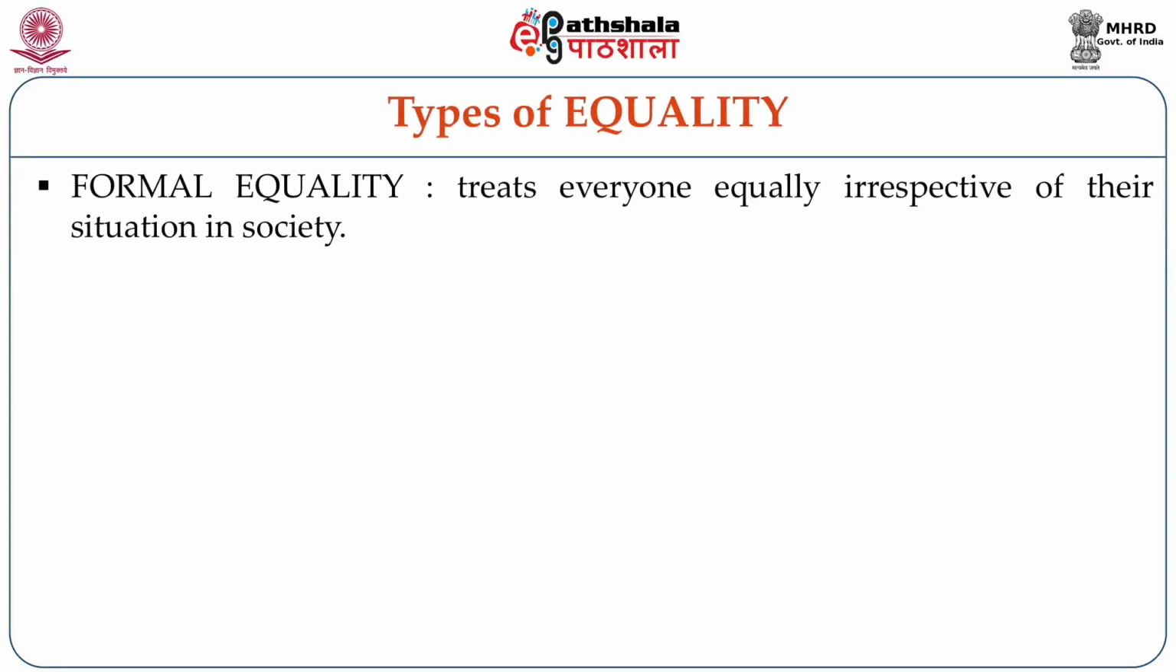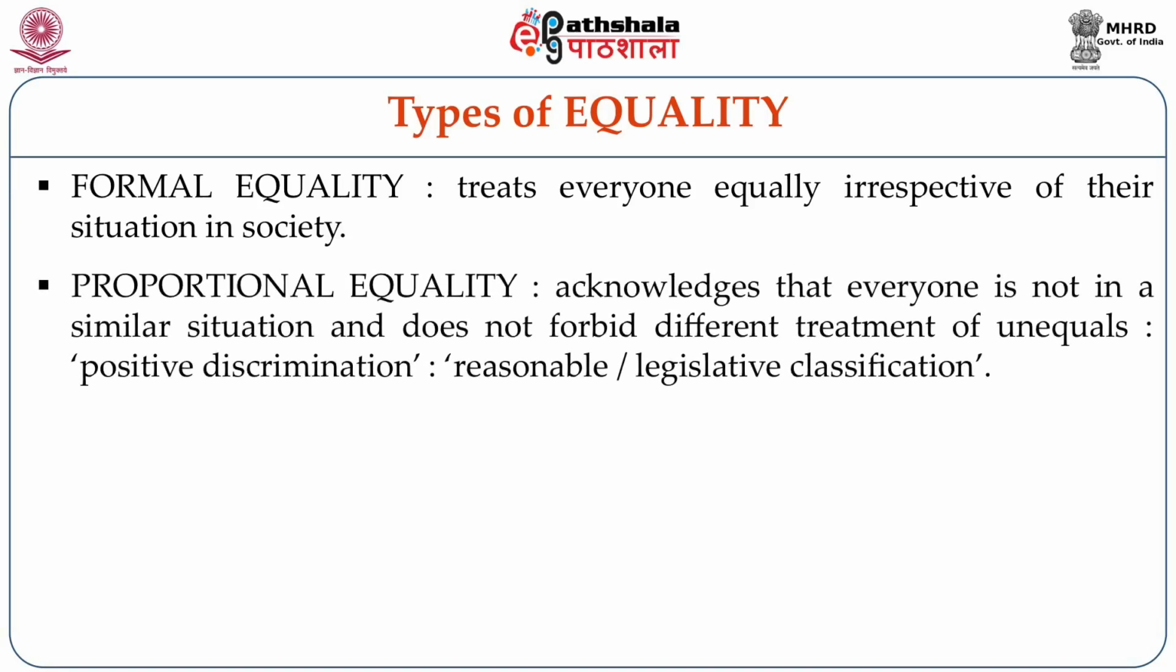Now let us look at the different types of equality. There are two types of equality: formal equality and proportional equality. Formal equality treats everyone equally, irrespective of their situation in society. All are treated in the same manner. Two, proportional equality, also called substantial equality, acknowledges that everyone is not in a similar situation and does not forbid different treatment of unequals. Positive discrimination and reasonable or legislative classification is a part of proportional equality.